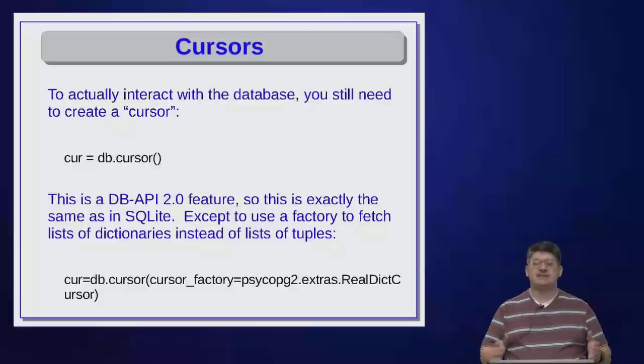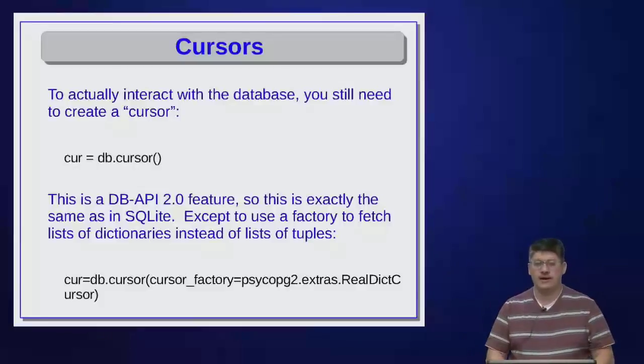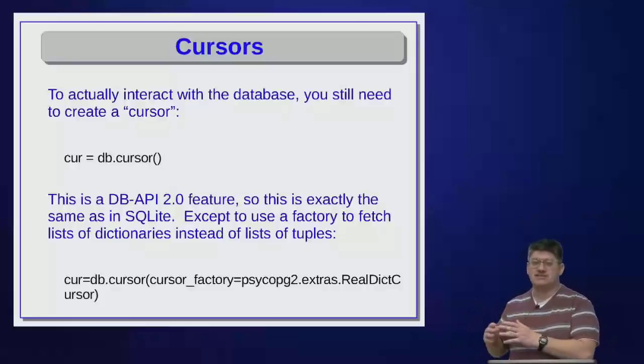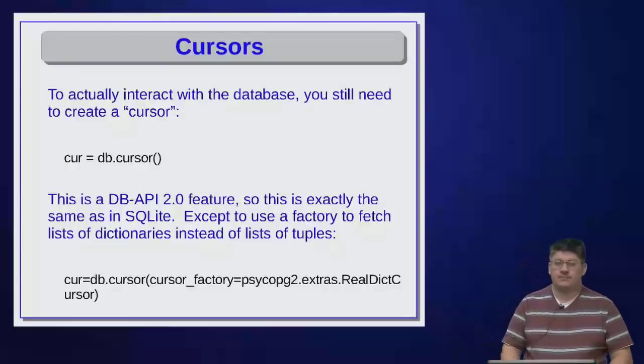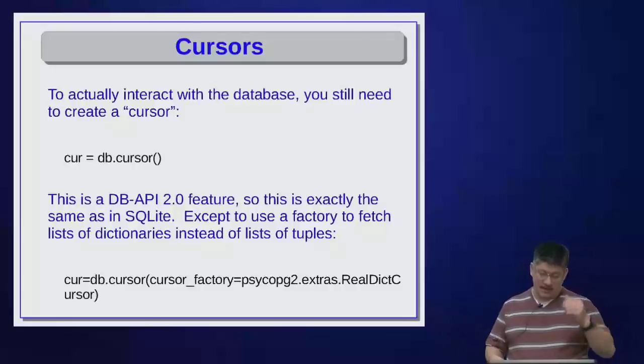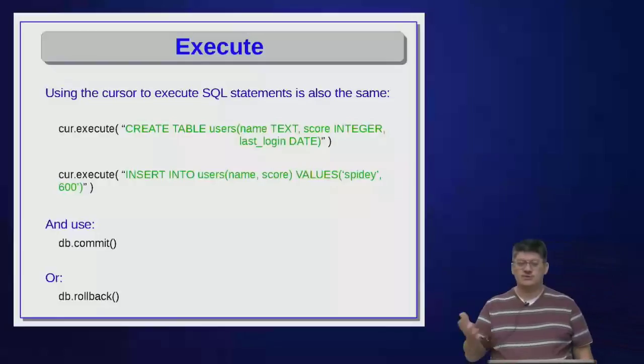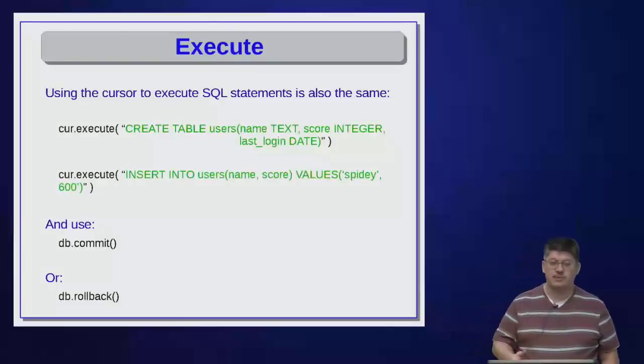And this will just basically tell it when we execute a query, instead of giving us back a list of tuples or a list of lists, give us back a list of mappings, a list of dictionaries, or a list of what's called an associative array in computer science. So a list of associative arrays. So once we've done that, the SQL queries are pretty much the same.